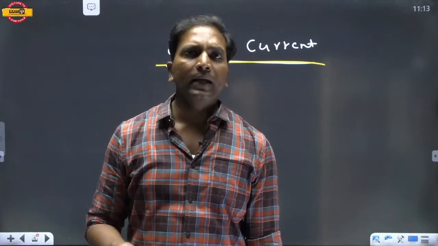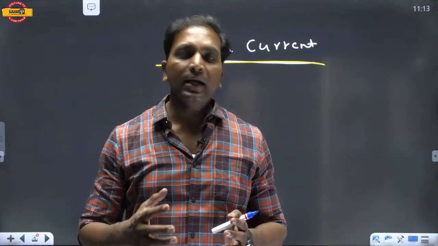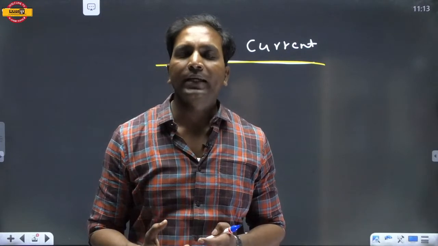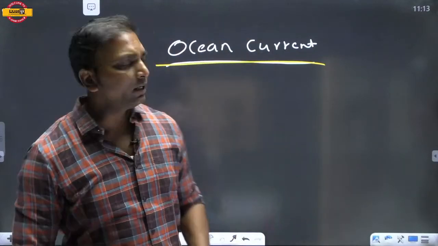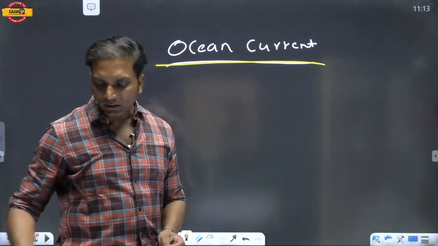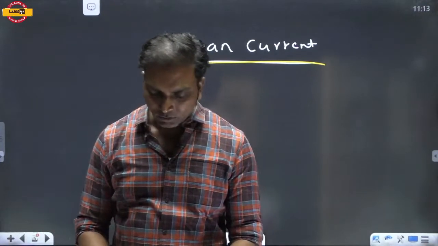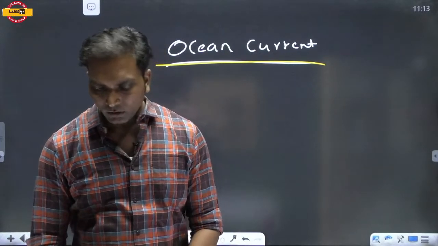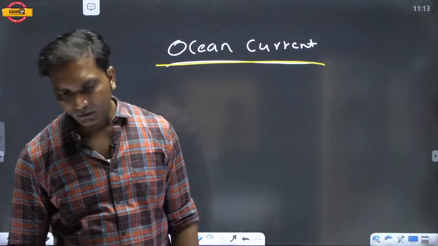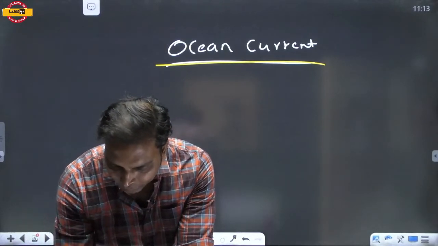Like in winds, we have seen that when air acquires motion and has a direction, it is called wind. Similarly, in the oceanic region, when the actual transportation of water happens from one place to another place, it would be called what? It would be called an ocean current. Is it clear, Mradul?